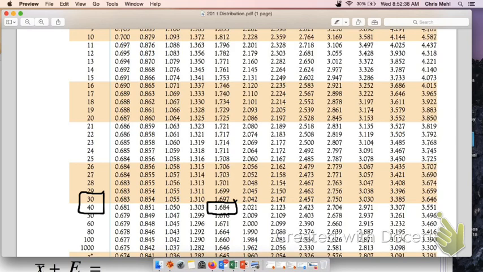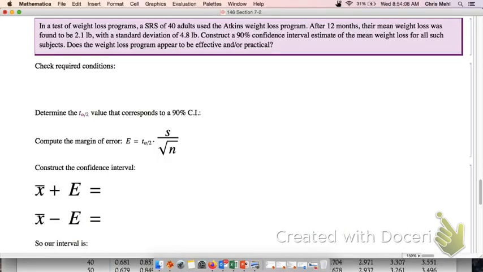And if you look, this is in the 90%. I just boxed the 1.684. That's in the 90% confidence level column. So for this question, our t alpha over 2 is going to be 1.684. Okay, so t alpha over 2, using the table, I got 1.684. I chose to use the degrees of freedom in the table closer to 39, which was 40.